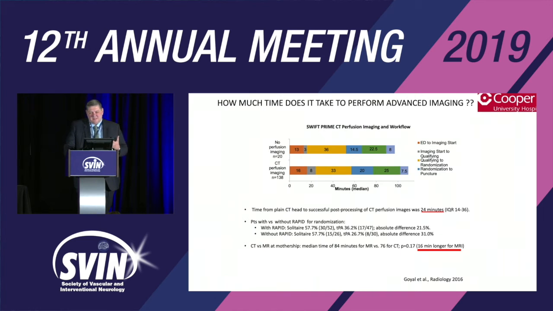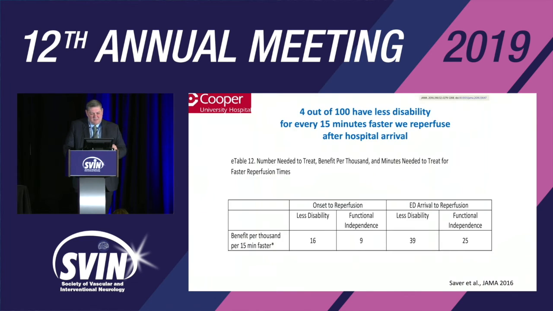That's something that I haven't seen and I'd like to see in all these studies that use CT perfusion or MRI at baseline. There is no study that I know of that has calculated how much time we actually take to do one of these studies. The only thing that comes close to that is Swift Prime data, where the time from plain CT performance to successful post-processing of CT perfusion imaging was 24 minutes, okay? And then if you do an MRI scan, that sets you back 16 minutes longer, right?